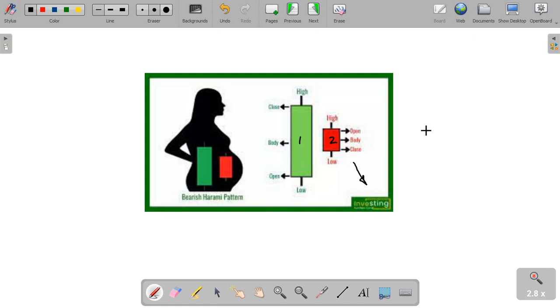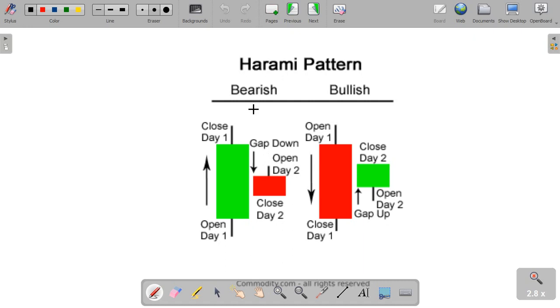Let us check with this strong harami pattern what it says. Just remember that harami means the pregnant woman. Now in this, first we will take the bullish one. You see this is the opening, this is the closing, and this is the opening, and this is the closing. This is candle number 1. This is candle number 2.